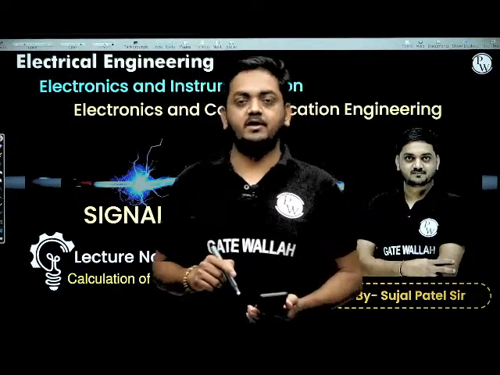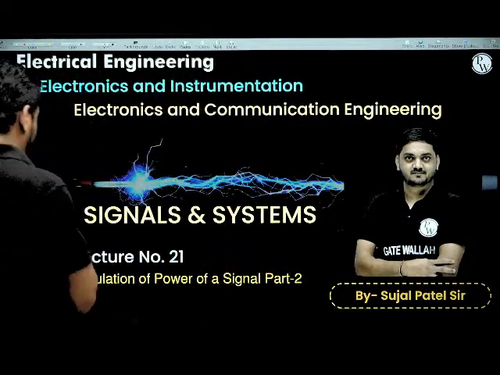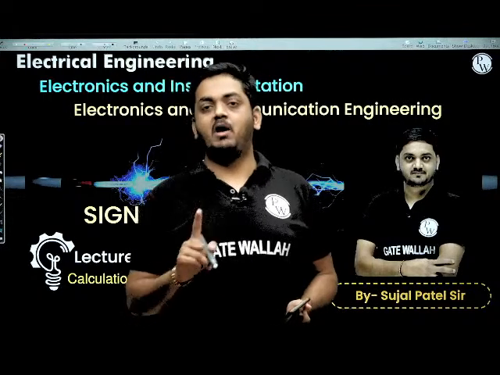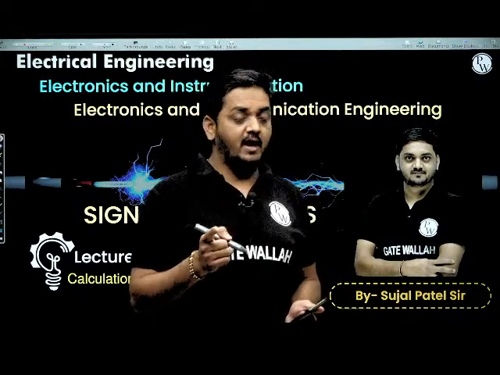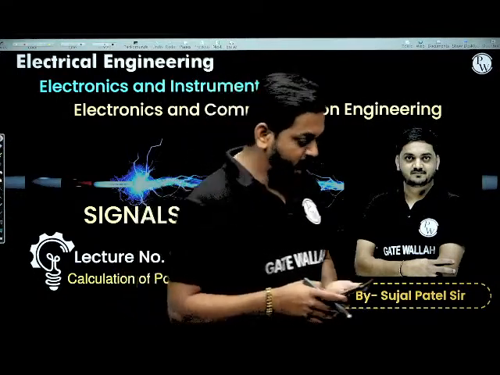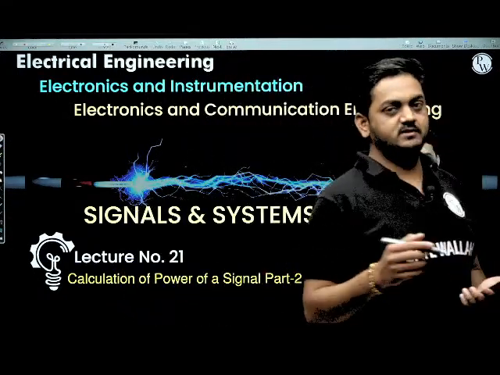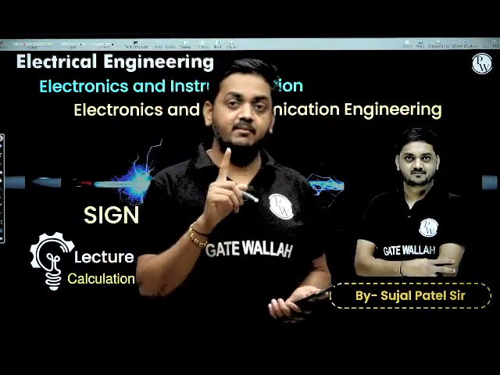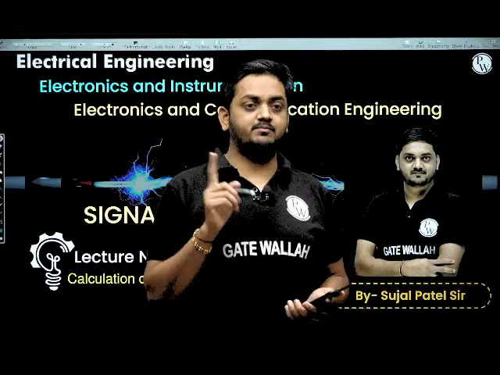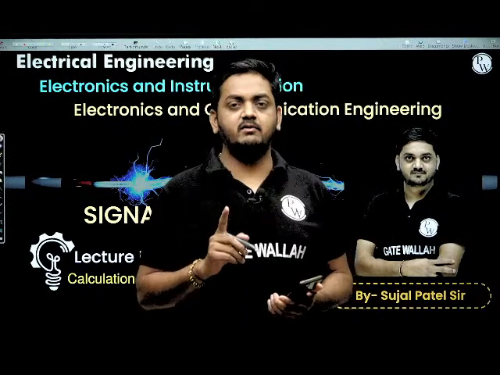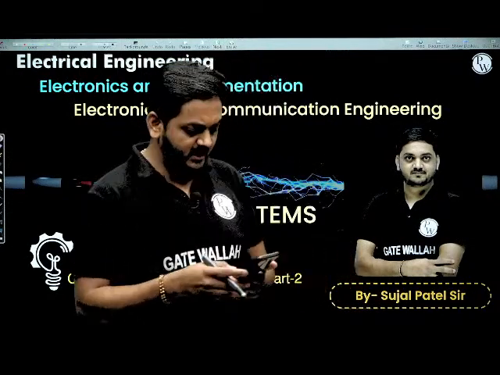We are studying signals and systems in a comprehensive manner. Already we have completed 20 lectures in total, and this is lecture number 21. In the last class we discussed a very important topic: how to calculate the power of a continuous time periodic signal as well as an aperiodic signal. One important conclusion we reached is that if the signal is an energy signal, then energy will be finite and power will be 0. And if power is finite, then energy will be infinite. A power signal has infinite energy.